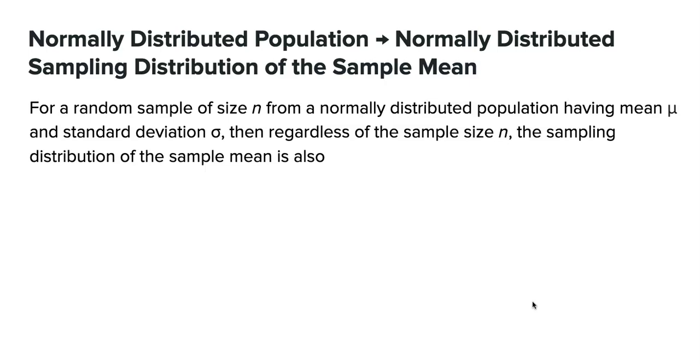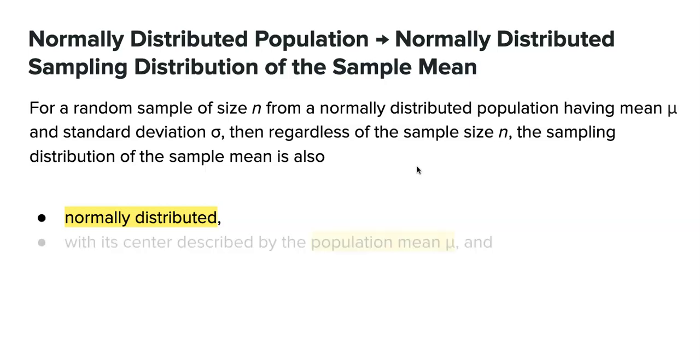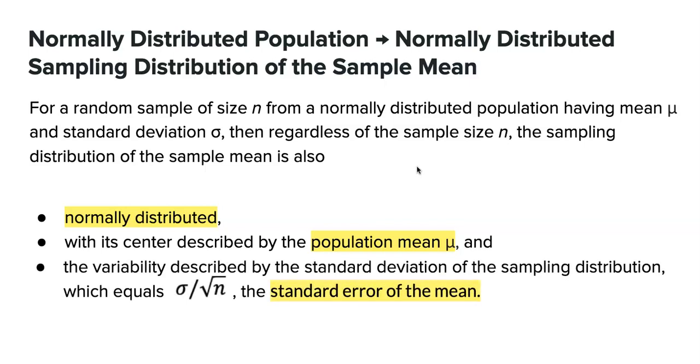Say that the population that you're working with is normally distributed. If you know that, well, it's very simple. If the population is normally distributed, then your sampling distribution is also going to be normally distributed. So for a random sample of size n from a normally distributed population having mean mu and standard deviation sigma, then regardless of the sample size, n can be small, n can be 4, 5, 6, or 10, what you know is that the sampling distribution of the sample mean is also going to be normally distributed with the same mean, the population mean mu, and the standard deviation, which we just call standard error.